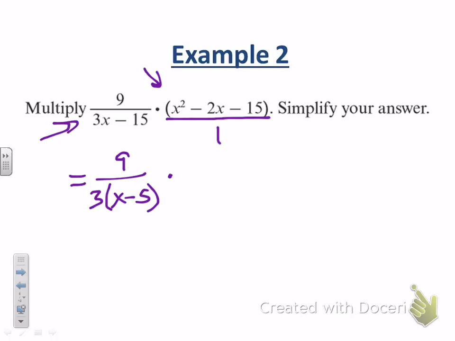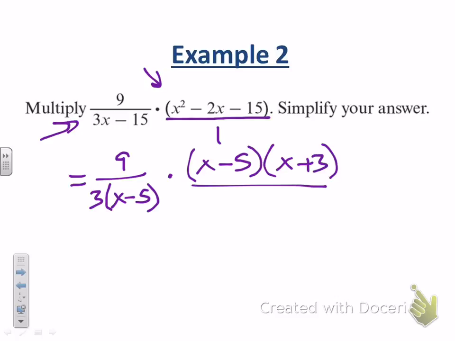Okay. All right, so this is x minus 5 times x plus 3 over 1. Now, before we multiply, we're going to cross cancel here. And this is always the way to do polynomials.